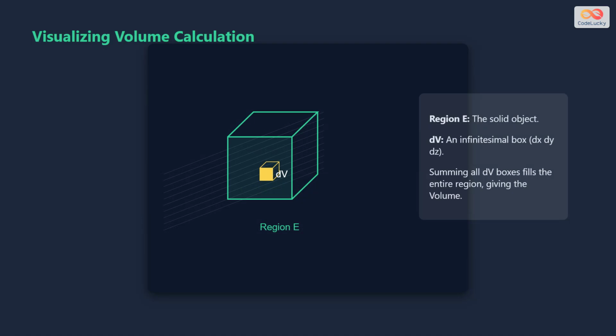Let's visualize this. Imagine a solid shape in 3D space, which we call region E. When we perform the integration, we are mathematically dividing this shape into millions of tiny boxes, or cubes. Each tiny box has a volume of dV. By adding them all up, which is what the integral sign stands for, we get the total space occupied by the object.